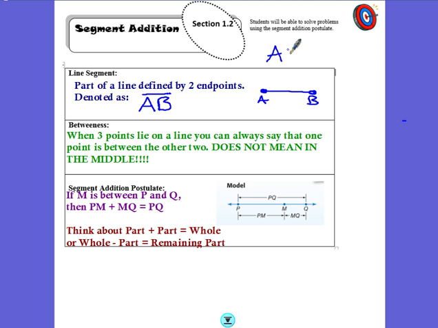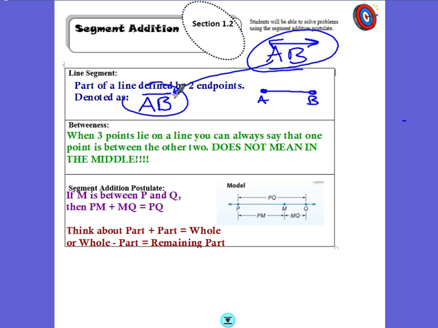So this is a line. This is a line segment. This line goes on forever and ever. This segment starts at A, stops at B. So hopefully you know the difference now between a line and a line segment, and it is important to know the difference between when I use these arrows and when I don't use those arrows.